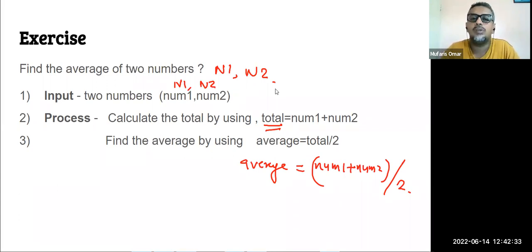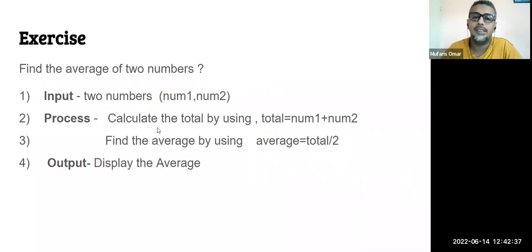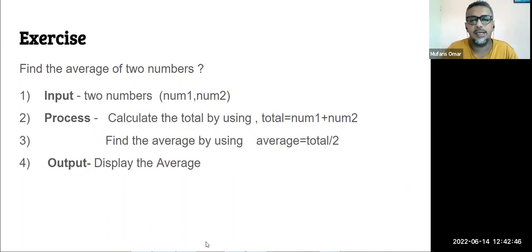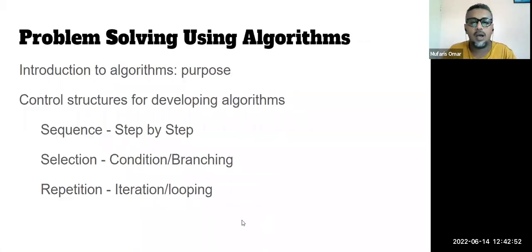Finally, we know the output is to display the average. So you have to show the average. So that is the output. Add N1 and N2 divided by 2, that's the process, right? Okay, fine. So this is how we write solutions for problems, right?